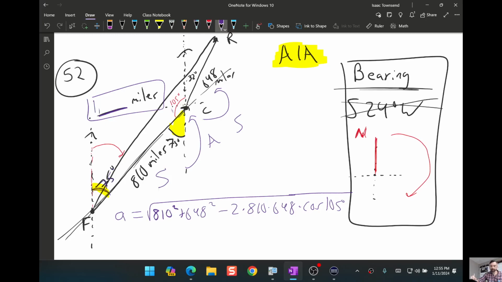I'm getting about 1,160.906 miles. Okay, but they also asked us to find the bearing. So the bearing is going to be from the north line, measured clockwise, this. If I can figure out how many degrees this is, this will be the bearing.